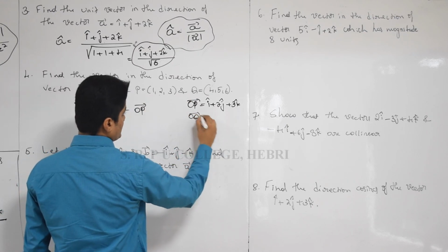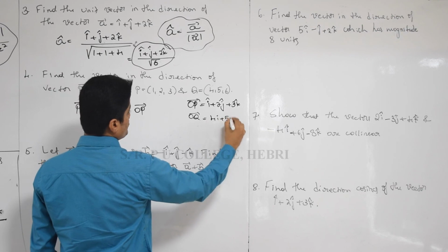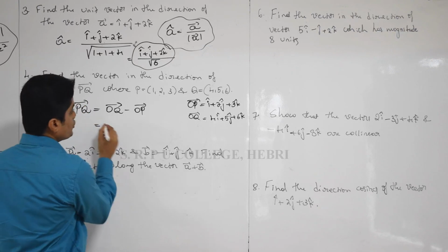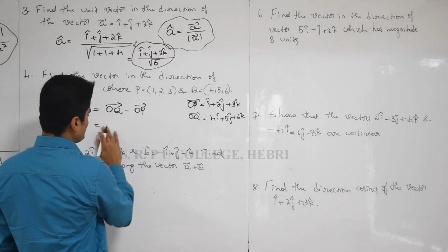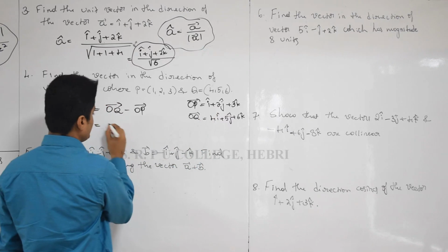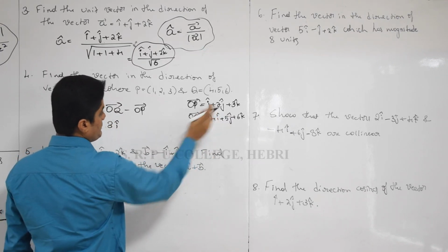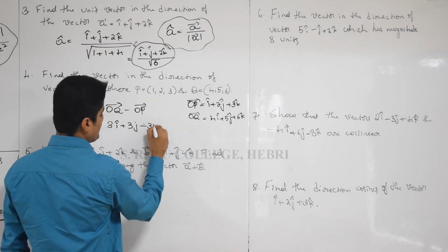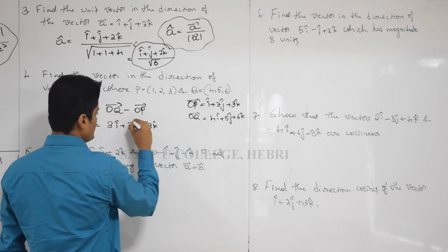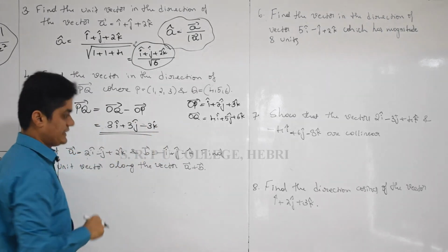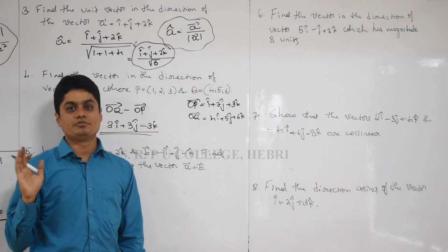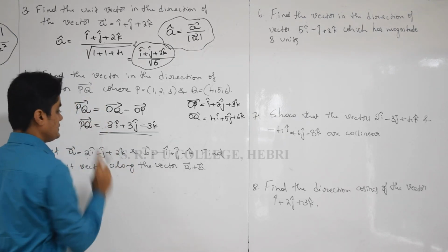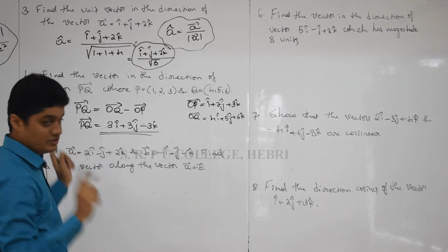OQ, the position vector, is 4i plus 5j plus 6k. You remember these two concepts. So what is PQ? You can write directly; don't substitute again. 4i minus i is 3i, correct? 5j minus 2j is 3j, 6k minus 3k is 3k. You understand why the minus came; it is there. So this is a vector PQ, and it's nothing but the vector along the direction of PQ. Got it? Very good. Even this is a 1 mark question.